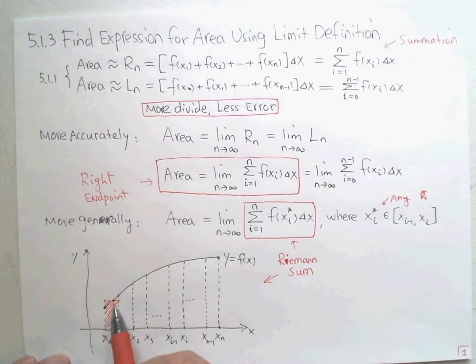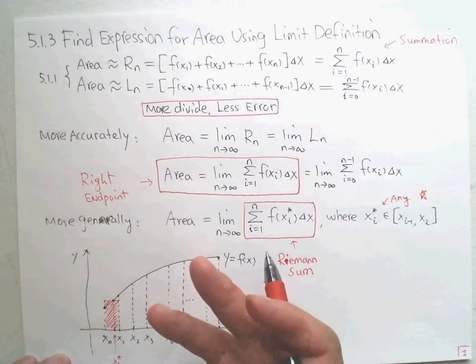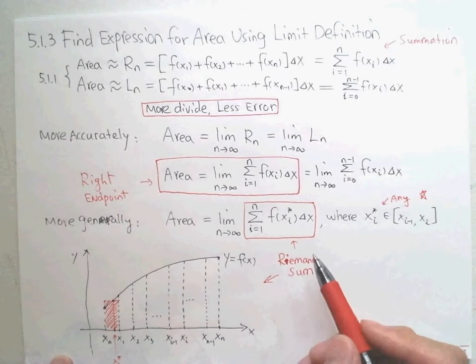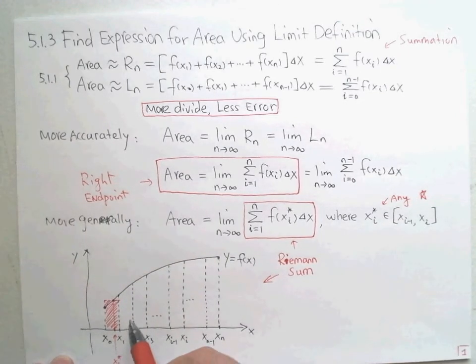Can we see? This rectangle is not at the left end point, not at the right end point, and not even at the middle point, right? However, this x1 star could be any point between x0 and x1. If x1 star goes to x0, everyone remember this is the left end point. If x1 star goes to x1, it is the right end point. If it goes to the middle, it is the middle point. Whatever it is, it is still a Riemann sum.